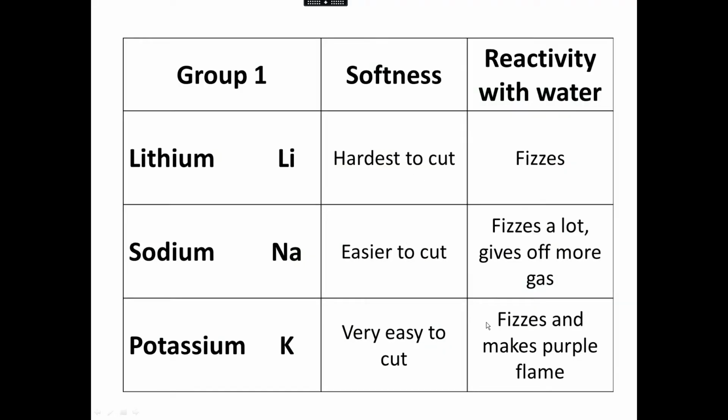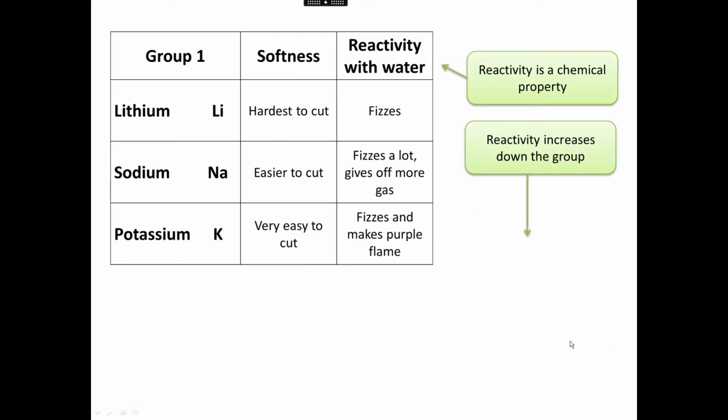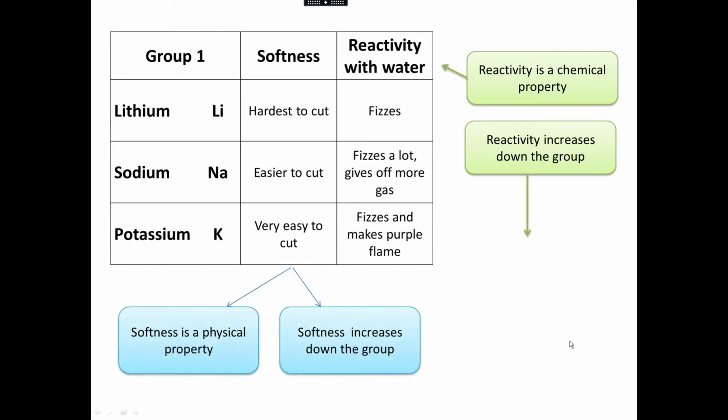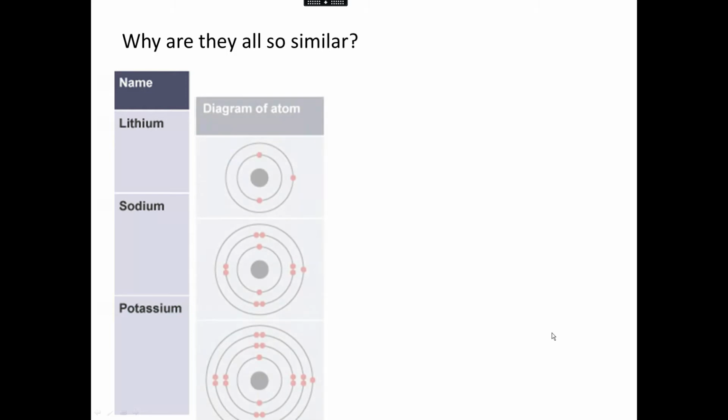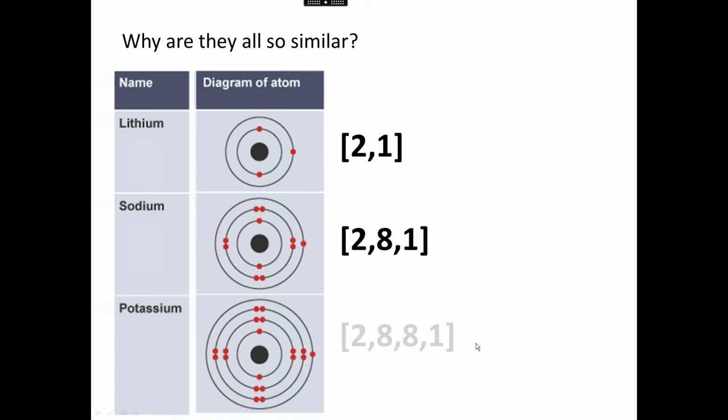They get softer down the group, they get more reactive down the group. But the question we need to answer is why, and we need to use electron configuration for that. Just to point out that reactivity is a chemical property, softness or hardness is a physical property. Right, so firstly, they have similar properties. So they all react with water. They're all relatively soft for a metal because they're in the same group. We place them in the same group because they have similar properties. They all have 1 electron in their outer orbit: 2, 1; 2, 8, 1; 2, 8, 8, 1.